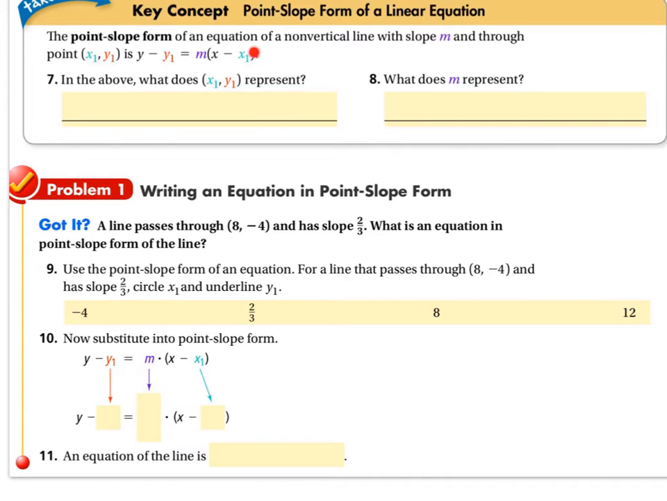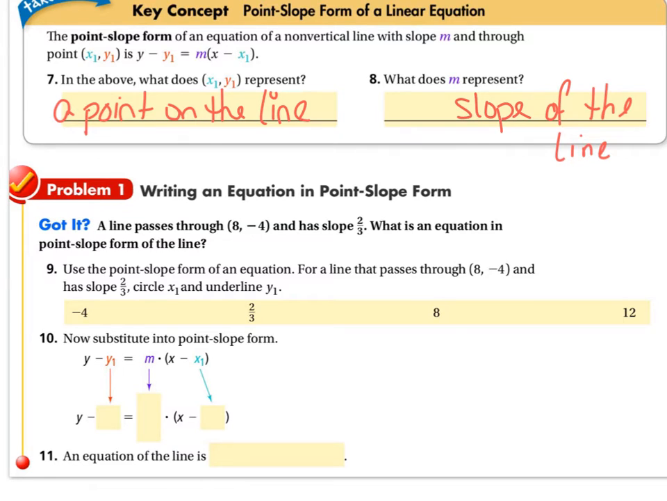Form of an equation of a non-vertical line with slope m and through x sub 1, y sub 1 is y minus y sub 1 equals m times the quantity x minus x sub 1. In this equation, x sub 1, y sub 1 represents a point on the line, and m represents the slope of the line. So if we look ahead and see that we have a line that passes through 8, negative 4, and has slope 2/3, we can write an equation in the point-slope form of the line.